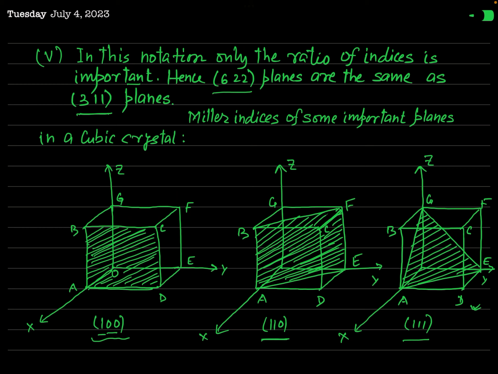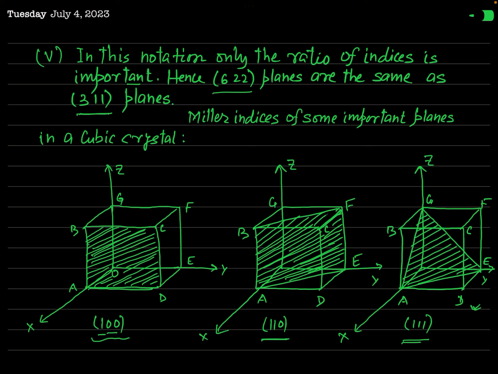Actually, I have not calculated it here. We will see later on how we can actually calculate it. But you should remember that these are the three important planes in a cubic crystal, and their Miller indices I have marked here. Okay. So this was the concept of Miller indices, and how we can find the Miller index.